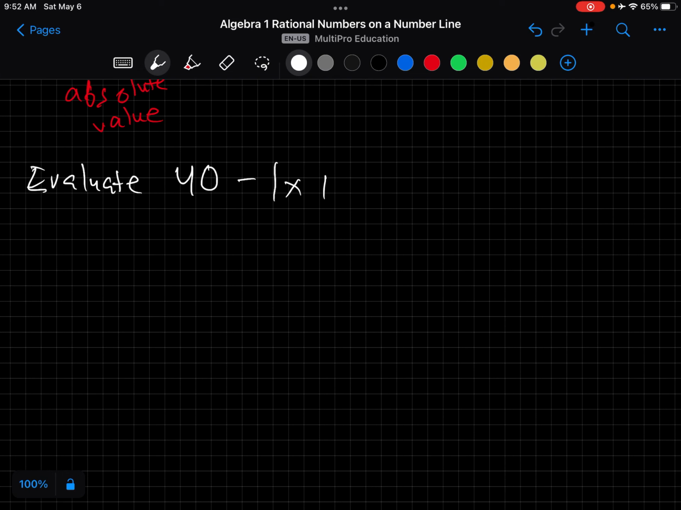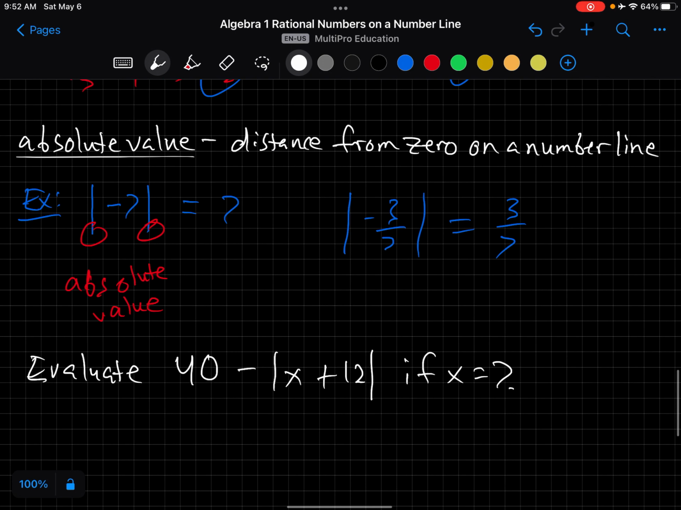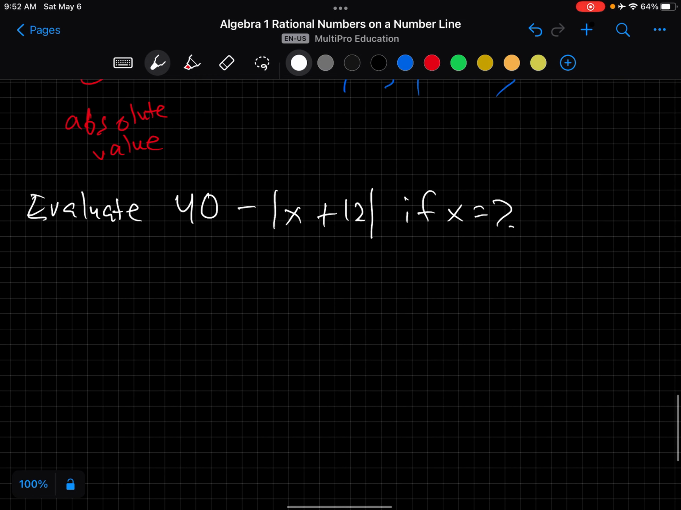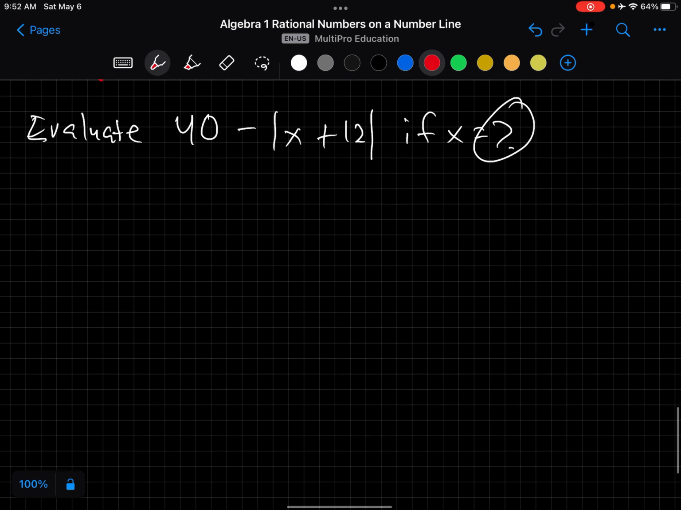40 minus the absolute value of x plus 12, if, we don't want to make that look like parentheses, straight bars, if x equals 7. So we saw here, we basically removed the negative sign to make this value equal this value, right? Well, what do we do if the value is positive? In this case, we have a positive 7.